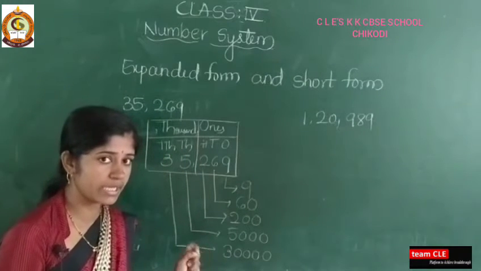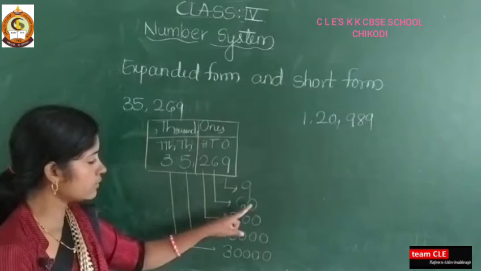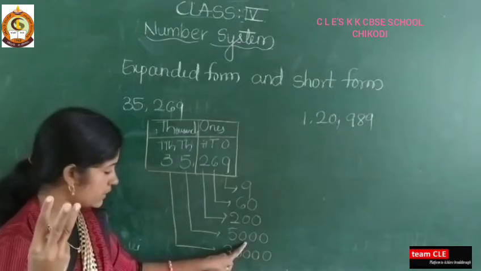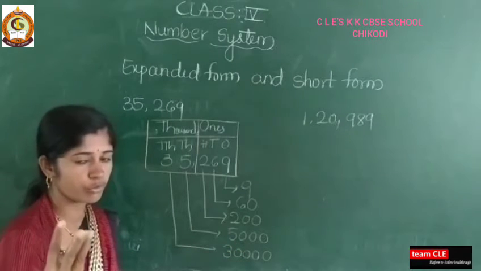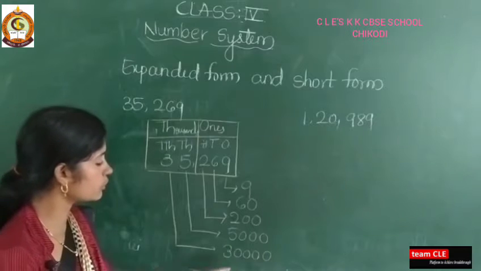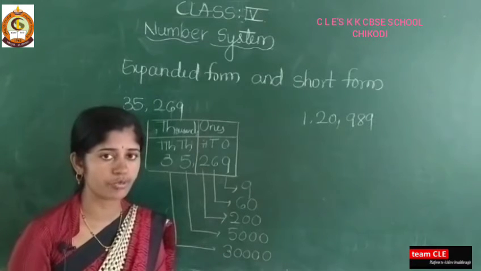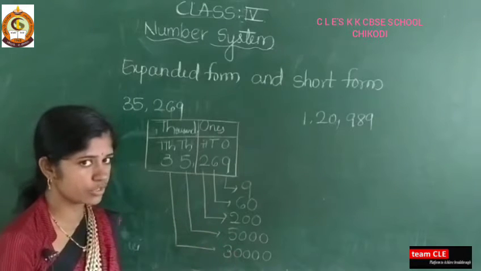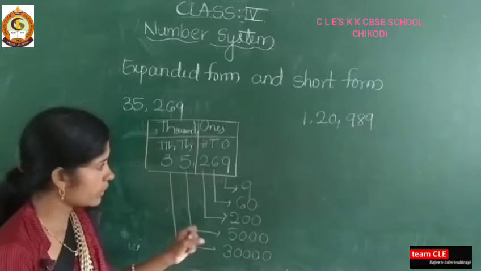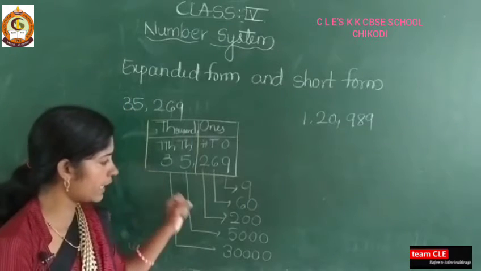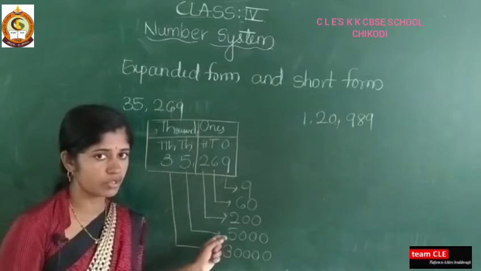And I would clarify one more thing. In 10, 1 zero will come, in 100, 2 zeros, in 1000, 3 zeros, and in 10,000, 4 zeros will come. Because while writing the expanded form, the zeros are also very important. I hope you understood this. This is the place value chart. Why did I teach this? Because if you want to know the expanded form, you must and should know this place value chart.